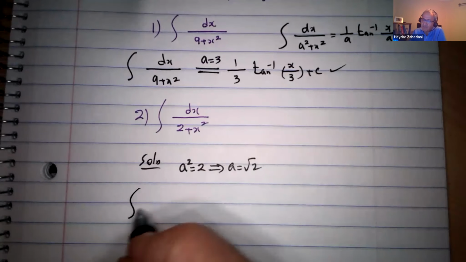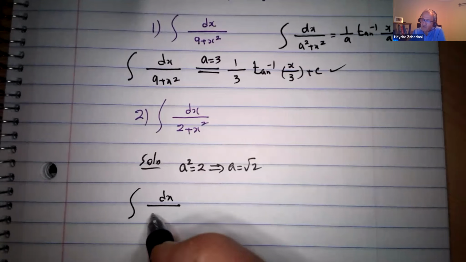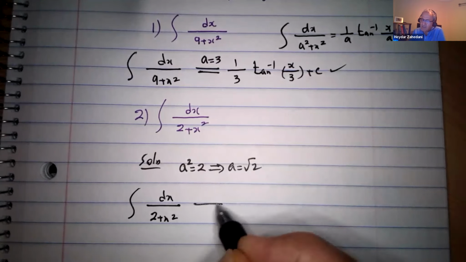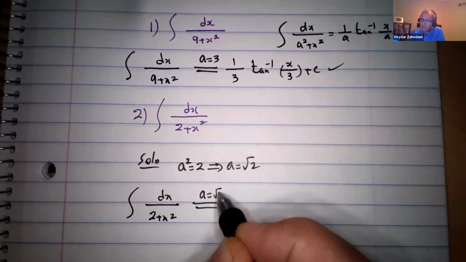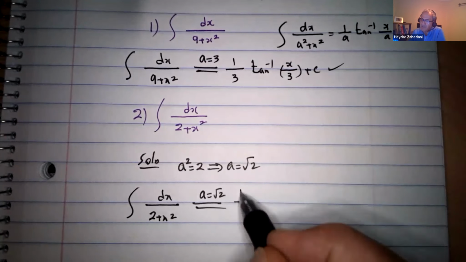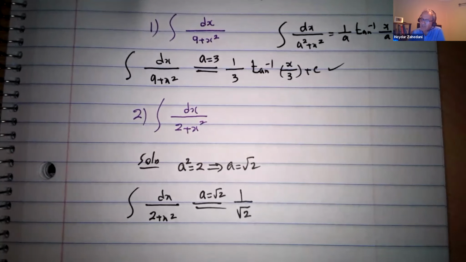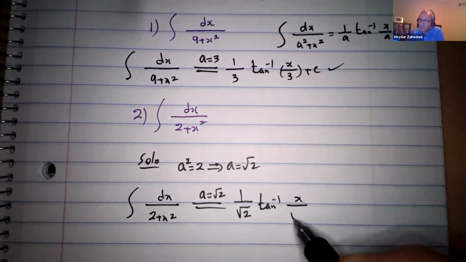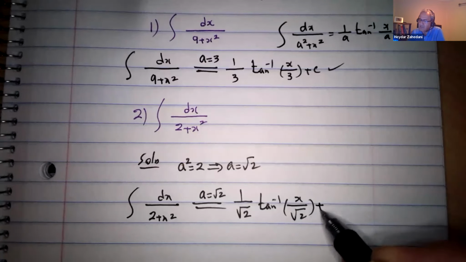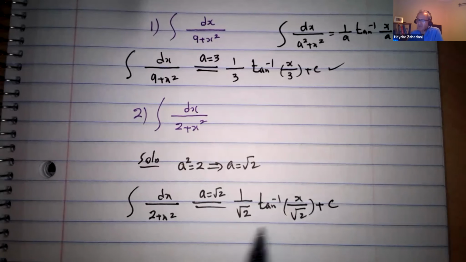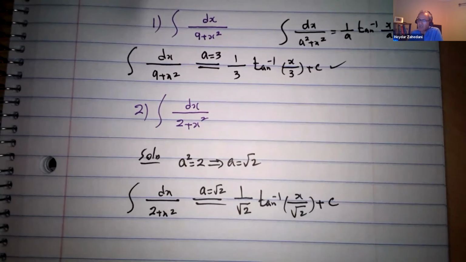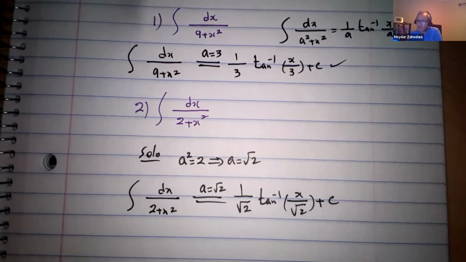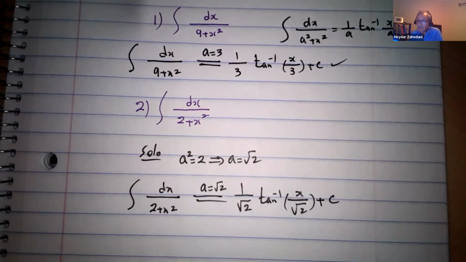So what's going to be the formula? dx over 2 plus x squared. Remind yourself that a is radical 2. So 1 over a, 1 over radical 2, tan inverse of x over a, x over radical 2, plus constant c. We don't usually simplify it, especially this one. We are not going to move it up. You can simplify this one if you like, but that would be acceptable as the final answer. So that's going to be type 1.